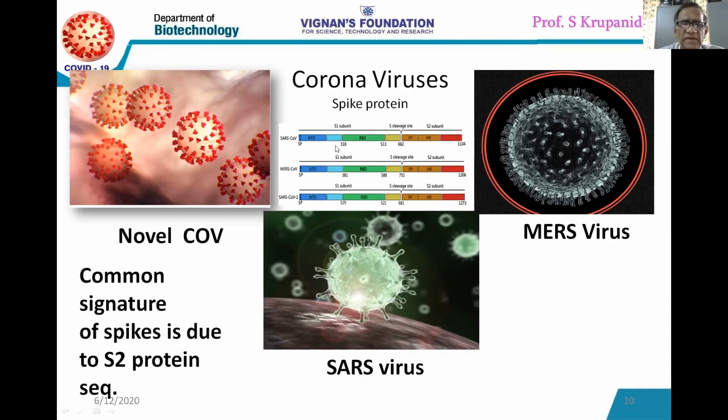And apart from that, here is the S1 subunit. This S1 subunit has the receptor binding domain. This is the receptor binding domain with which we are getting infected. This is what makes it get anchored to the angiotensin converting enzyme receptor, ACE2.